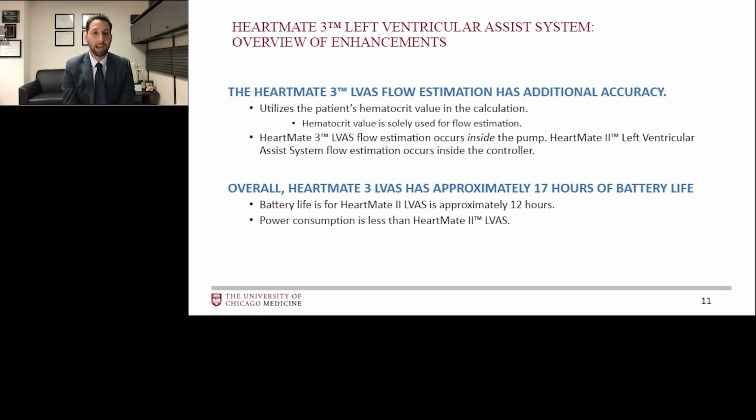We'll get into this in the next couple of slides, but I just want to touch on one additional feature that is unique to the HeartMate 3, and this is the ability to incorporate hematocrit into the flow estimation. The HeartMate 2 cannot do this. The HeartMate 3 is able to incorporate hematocrit, and as we know, hematocrit is a surrogate for blood viscosity, so by having a more nuanced appreciation of the blood viscosity, the HeartMate 3 is also able to further enhance its flow estimation.